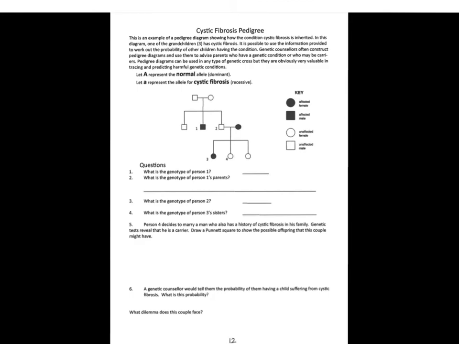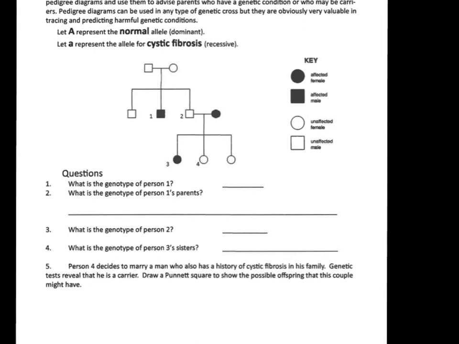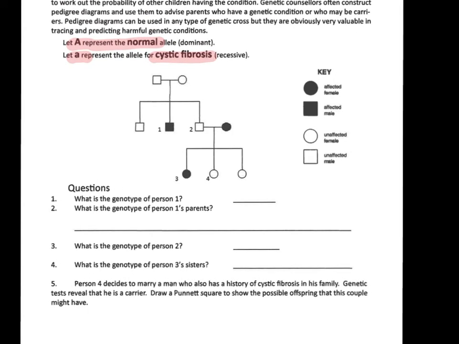Okay, so we've got our pedigree, and at the top there it reminds us that big A is the normal allele, small a is the one for cystic fibrosis, and it's recessive. So if we look at the diagram here, straight away we know that the black circles and squares are people with cystic fibrosis, so they all have to have small a, small a. I would actually write that on my question if I was in an exam or a test or homework.